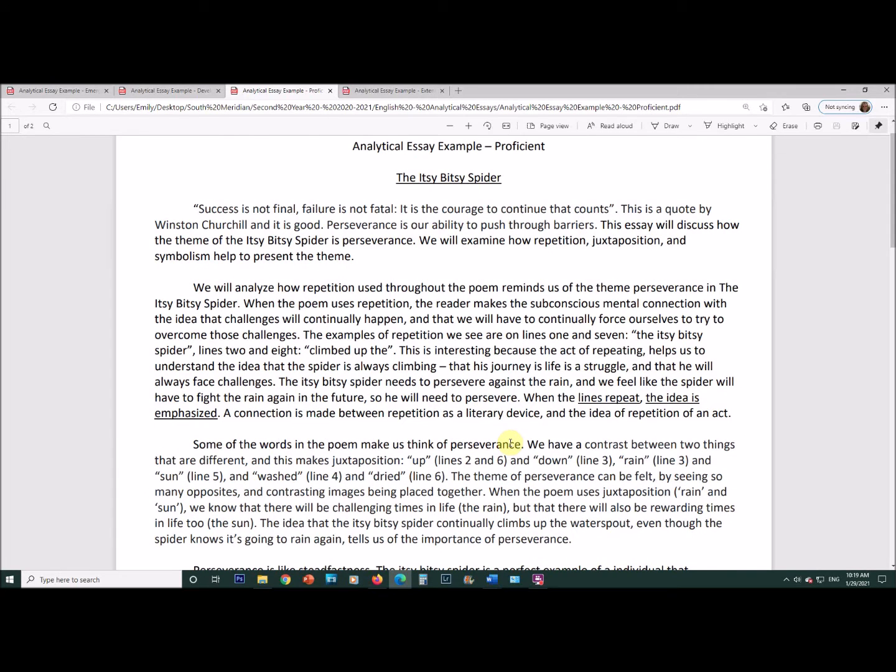So again, the instructions are right about the theme. So success is not final. Failure is not fatal. It is the courage to continue that counts. This is a quote by Winston Churchill, and it is good. Perseverance is our ability to push through barriers. This essay will discuss how the theme of the Itsy Bitsy Spider is perseverance. We will examine how repetition, juxtaposition, and symbolism help to present the theme.